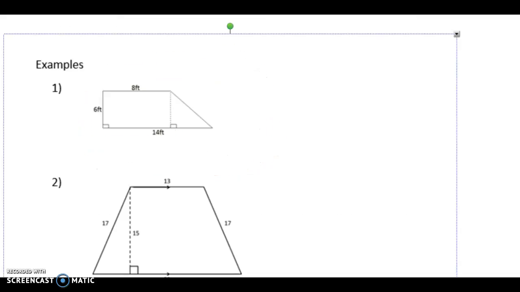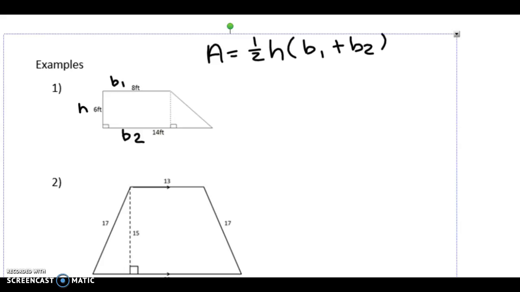Okay, going on to examples and calculating. Again, that equation is area equals 1/2 of the height times B1 plus B2. Okay, I told you B1 is the top, B2 is the bottom, and honestly, if you get these switched, it's not going to make a difference. Okay, our height is always the straight side of the trapezoid. Do not use an angled side for the height if it were to have a measurement on it.